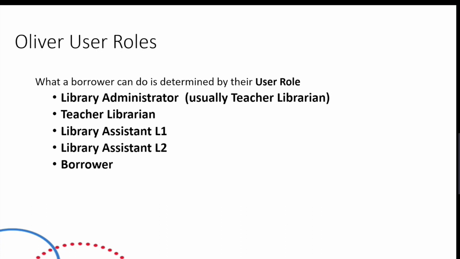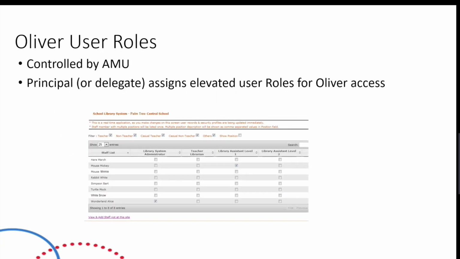Borrower means you can access the Oliver search screen. You can place reservations if you allow them to. They can write book reviews if you allow them to. You can see your own loans and your own loan history. So it basically allows you to see information about yourself on the search screen. Otherwise, if you are a new staff member arriving in the library, AMU needs to be used to adjust those staff to have the relevant level of security for Oliver.